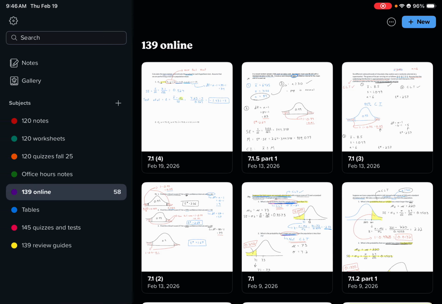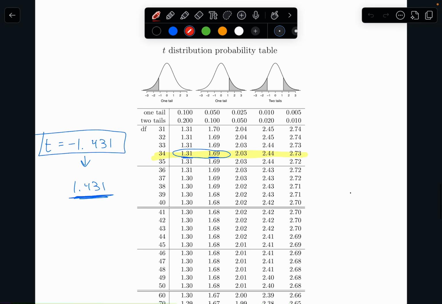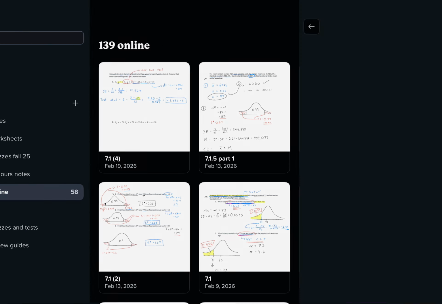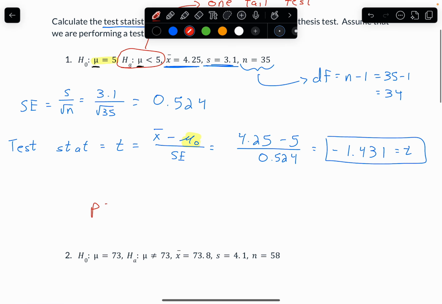So hopping back to my t-table one final time for this problem, we said we were doing a one-tailed test, which means we're looking at these values. That means that my p-value is going to be somewhere between 0.05 and 0.1. So I can't say exactly what it is with these tools, but I can say that the p-value is between 0.05 and 0.1. And that's enough to help me make my decision.